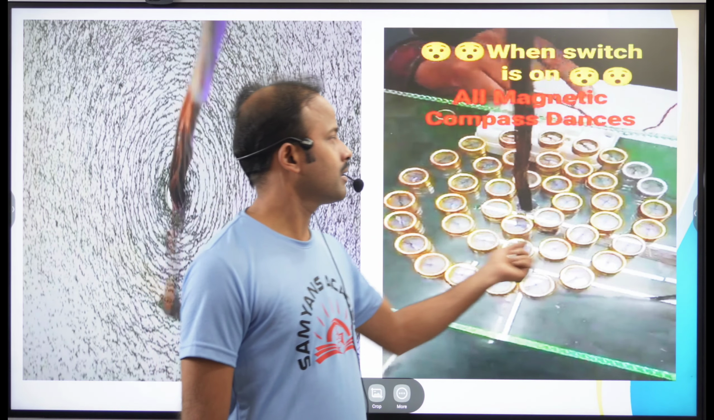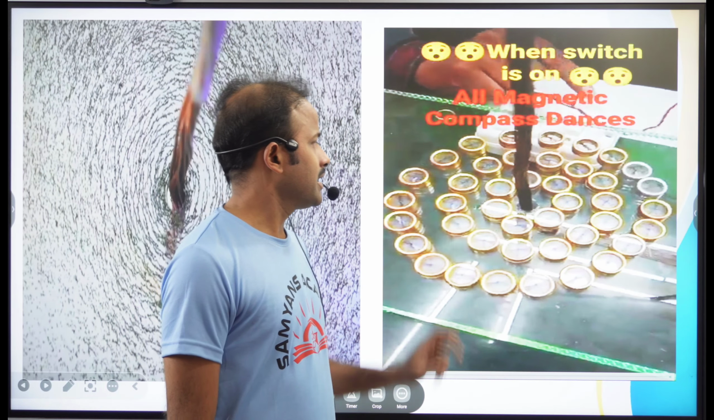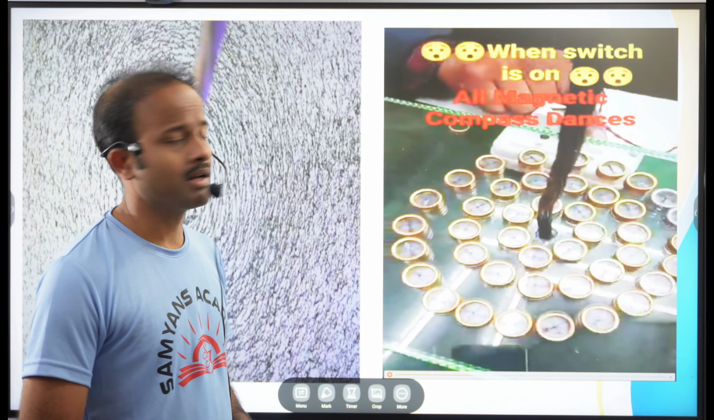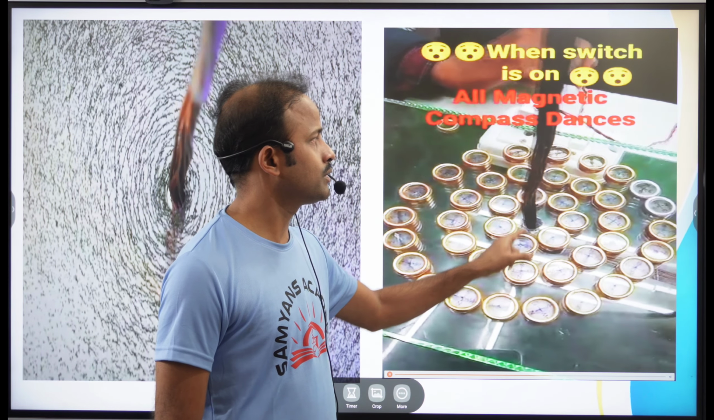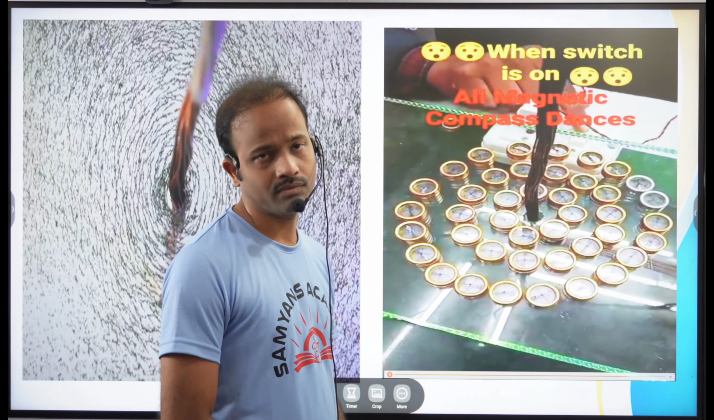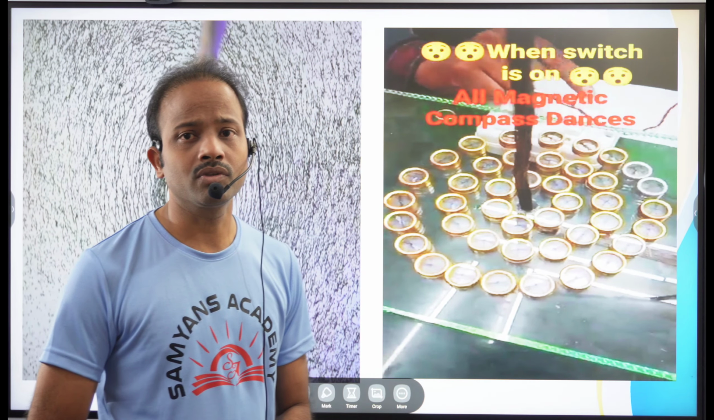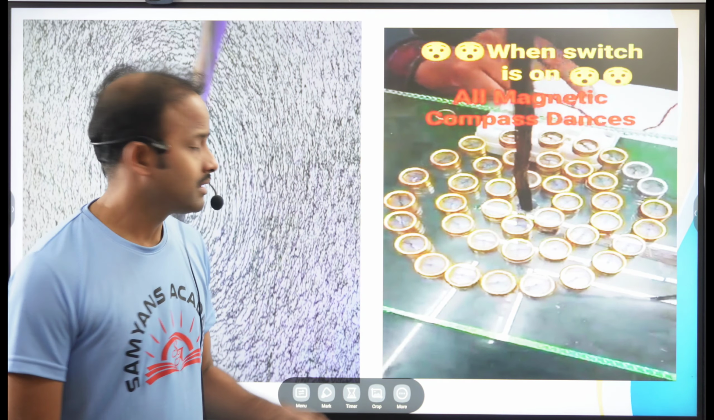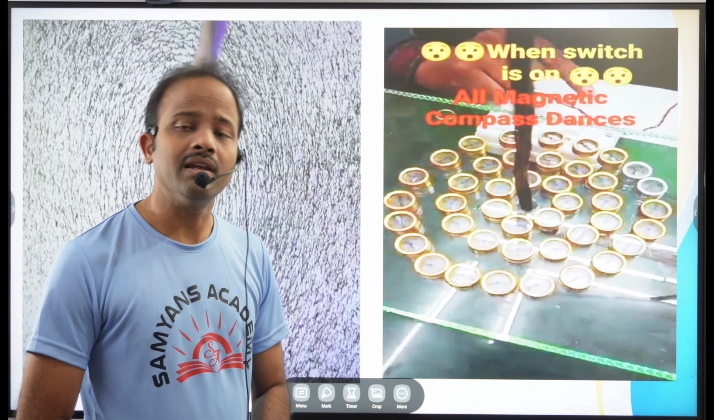Here we have placed compasses near the conducting wire. When the current is passed through this conducting wire, all compass needles get deflected. Where can we observe more deflection? Here. The compass which is very near to this conductor shows the more deflection. Where can we observe less deflection? The compass which is away from this conducting wire shows less deflection.